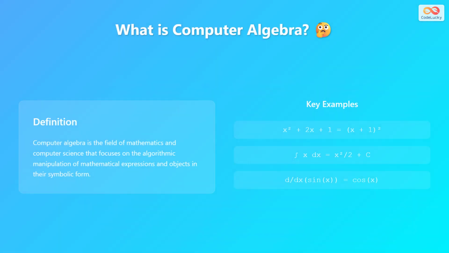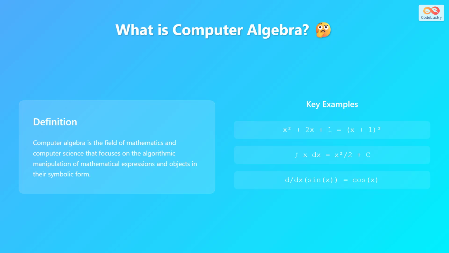So, what exactly is computer algebra? Computer algebra is a field that combines mathematics and computer science. It focuses on developing algorithms that allow computers to manipulate mathematical expressions and objects in their symbolic form, rather than just numerically. Think of it as teaching computers to understand and work with equations and formulas like a mathematician would.